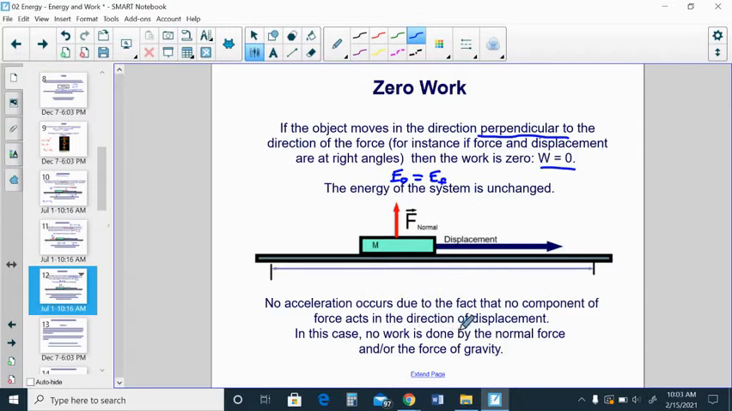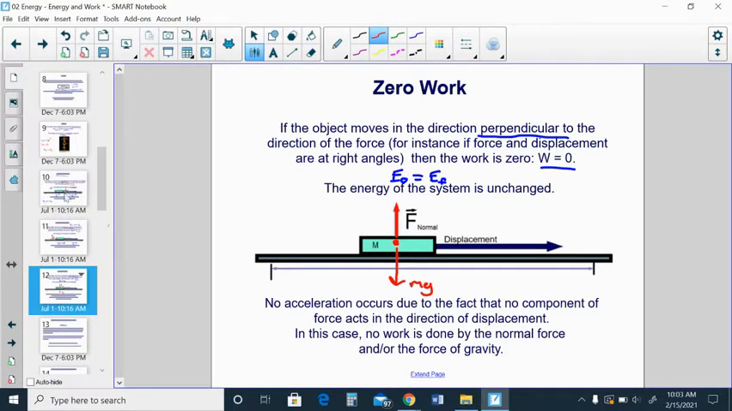No work is done by the normal force or the force of gravity. Remember, we have our normal force here, and then there's also the force of gravity. But the net force there is 0. So no matter what, the forces here are perpendicular to the displacement, so no work is done.